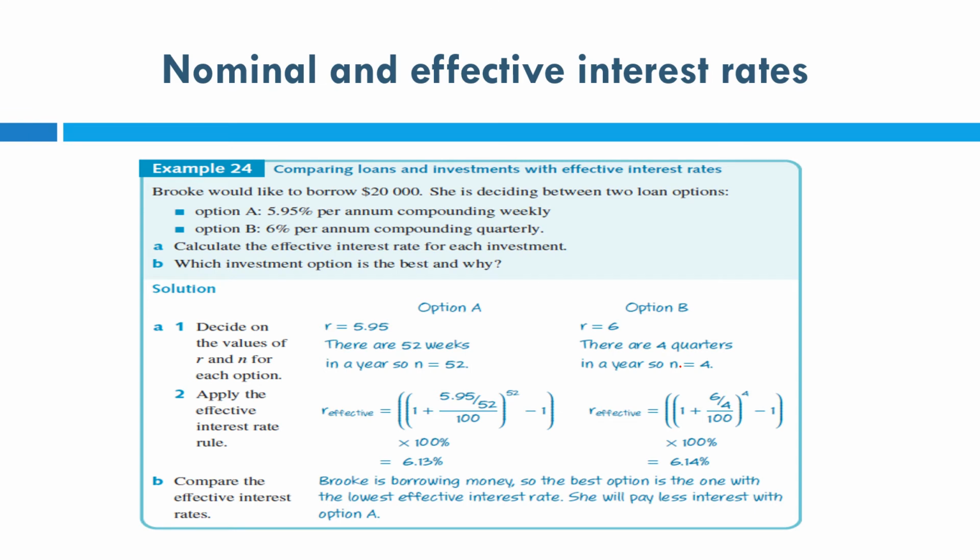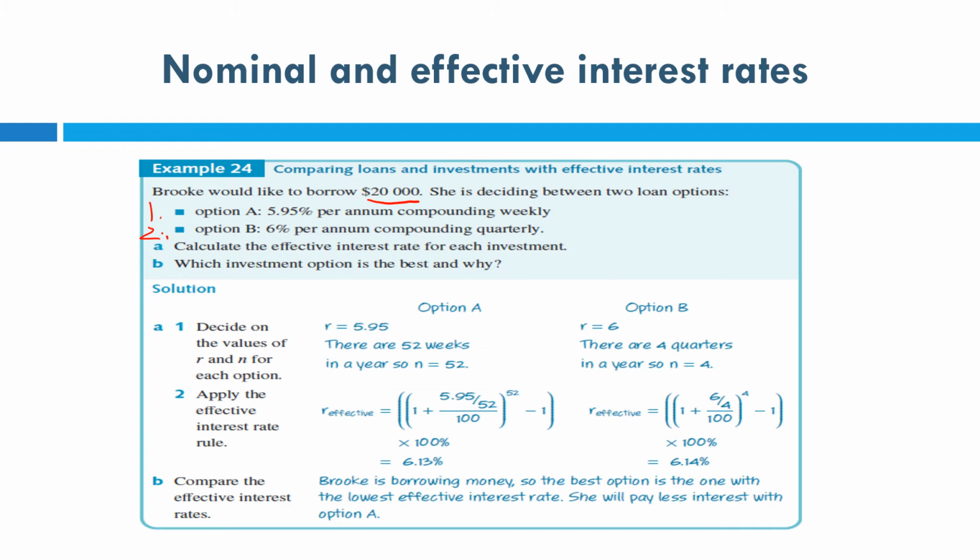So Brooke decides to borrow $20,000, and she's deciding between two loans. There are often situations where we have to compare two possibilities and see which one's better for us. Now, remembering that she's borrowing, so this is a loan, we actually want the interest to be lower. So let's have a look. We need to calculate the effective interest rate on these two options.